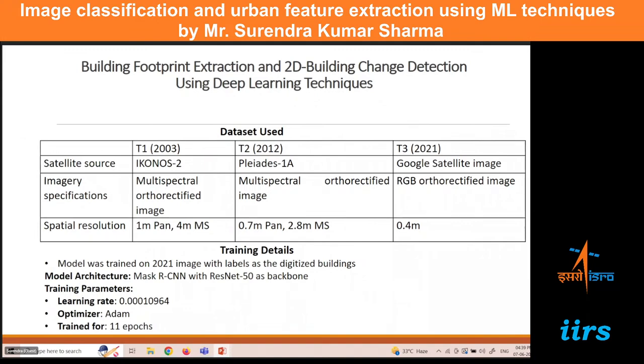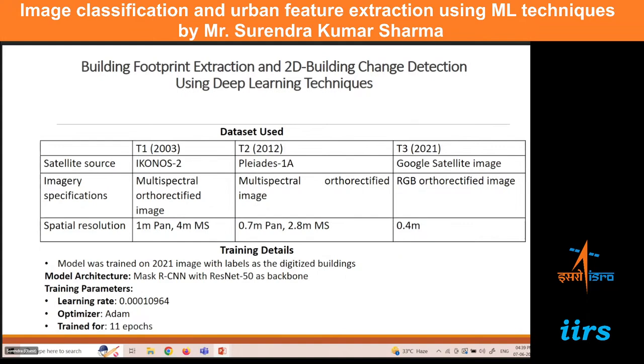Another case study we did. In this case study, again we did building footprint extraction and 2D building change detection using deep learning techniques. So here, first we extracted building footprints, and then we analyzed the change detection. We took part of Chandigarh as our study area, and three timeline data sets were considered: 2003, 2012, and 2021.